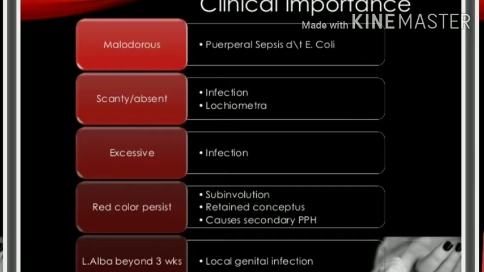The next is color. Persistence of red color beyond the normal limit will signify subinvolution or retained bits of conceptus, which will result in PPH, that is postpartum hemorrhage. Subinvolution means the uterus will not return back to its normal size. Duration: the duration of lochia alba beyond 3 weeks will suggest local genital lesions.